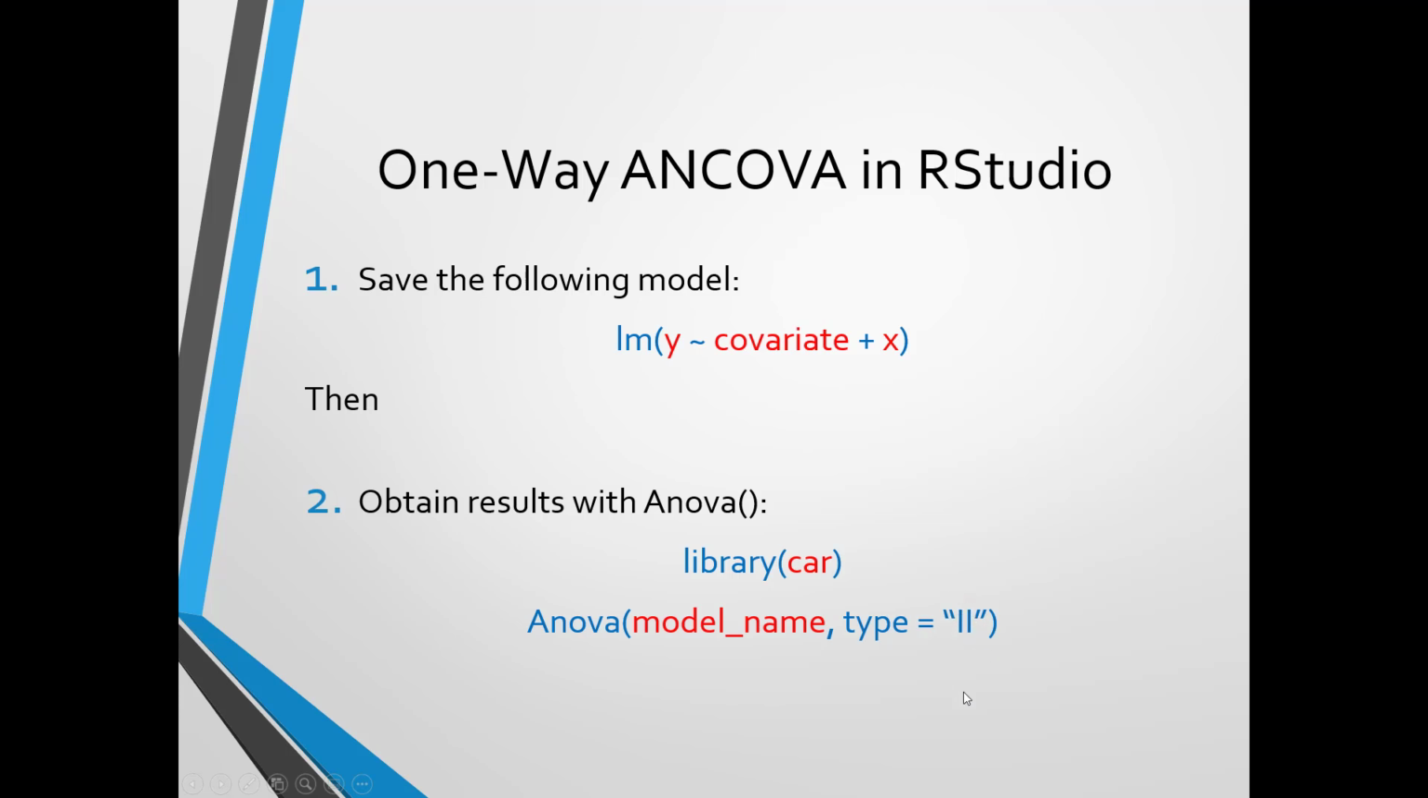This type 2 error is saying that you would like to test for main effects of your independent variable and covariate without assuming that they are completely independent of one another. So this is the way to get a good sense of what happens when you have the covariate and the independent variable both predicting your dependent variable. And so that's the reason why we're using type equals and then in quotation marks II, so capital II, type 2 error.